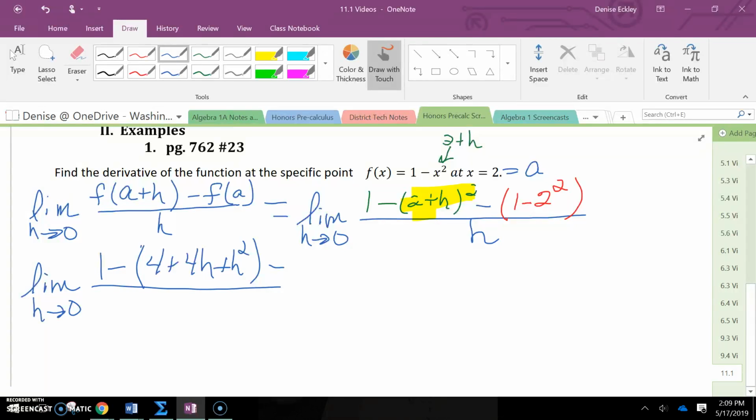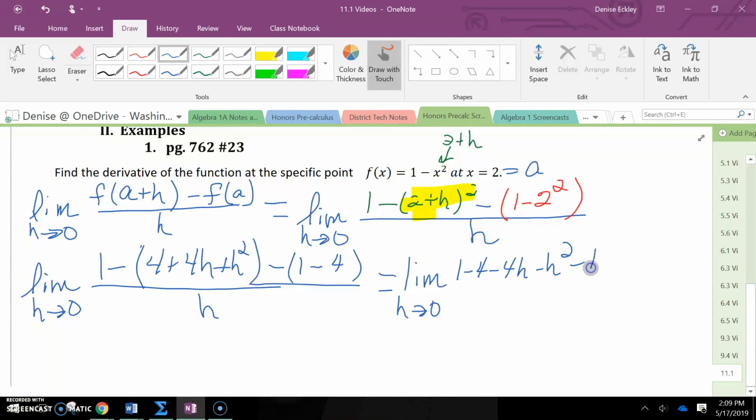So I'm going to have 1, and I'm going to write it this way. 1 minus 4, and I'll explain why in a minute, why I'm not going to combine those yet, all over h. Okay, so now I'm going to distribute the negative signs. So I have the limit as h approaches 0 of 1 minus 4 minus 4h minus h squared, and then I have a minus 1 and a plus 4, and that's all over h.